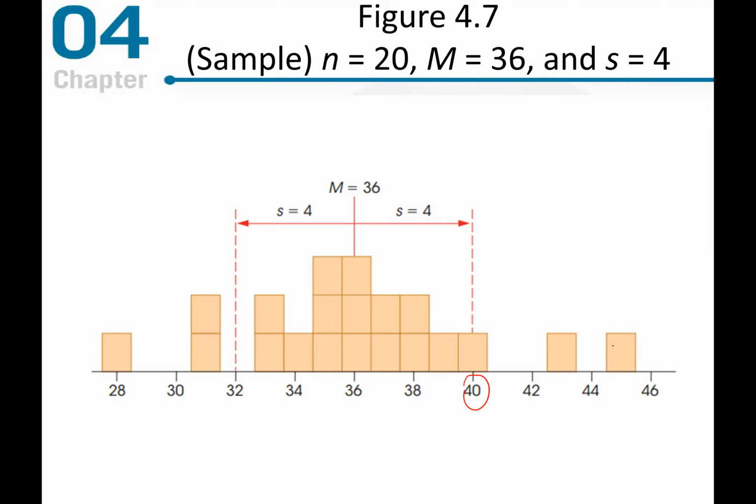All right. So we're going to say that if we get a score that is more than 2 standard deviations, either above the mean or below the mean, we are going to call that score an extreme score. It's an extreme score. All right, that's going to be very important, especially for the next chapter. That's going to be an extreme score.